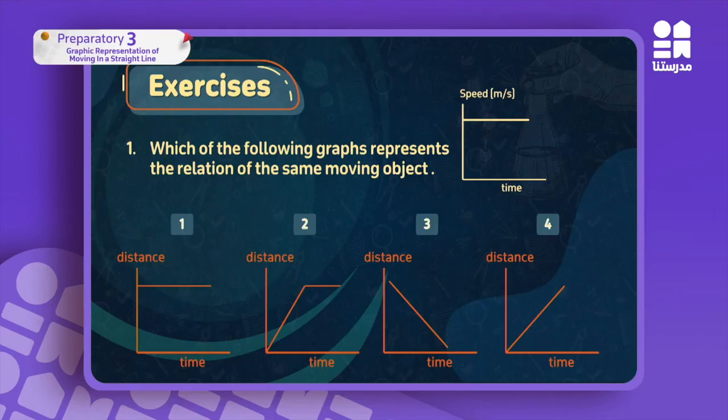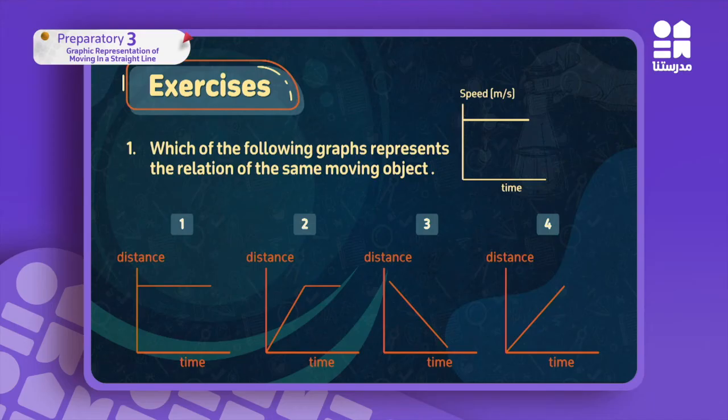طيب, why didn't we choose the first one? لأن معناها distance is not changing, so the car is at rest. Why didn't we choose the second one? لأن معناها في الحالة دي speed is changing. يعني في الأول كانت constant بعد كده the car has stopped.